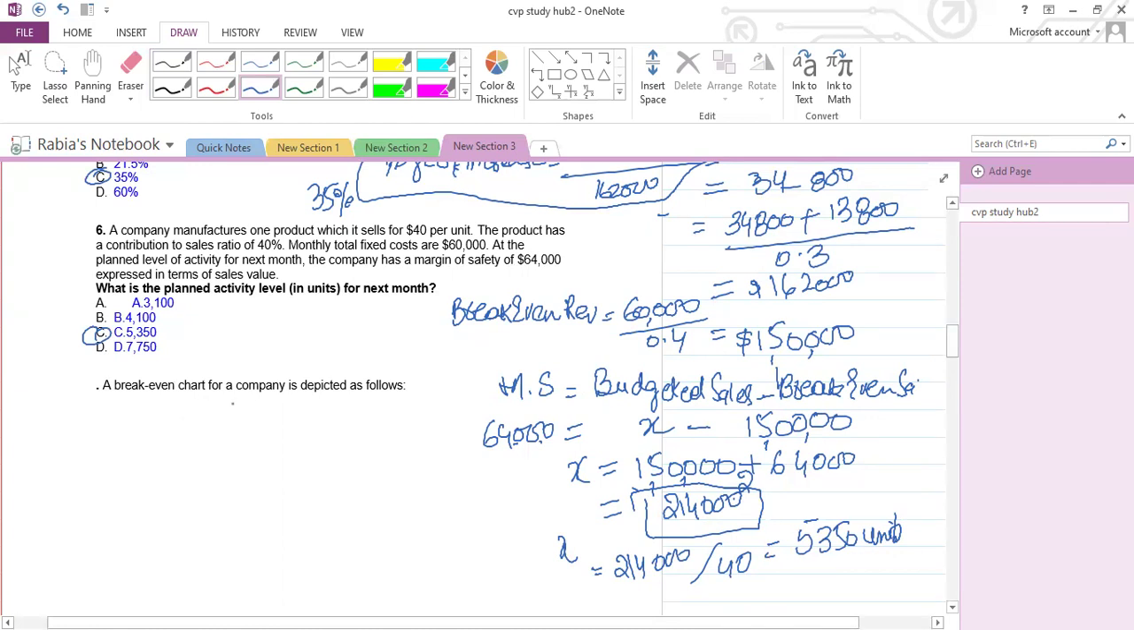A break-even chart for the company is depicted as follows. Break-even chart is given.